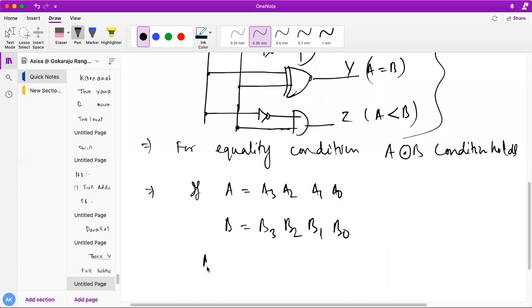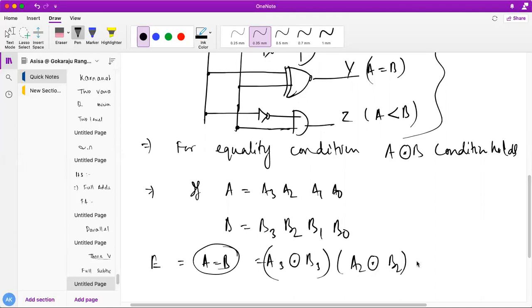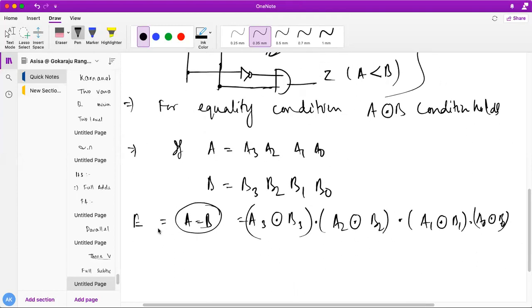A equals B when A3 XNOR B3, and A2 XNOR B2, and A1 XNOR B1, and A0 XNOR B0. If all these conditions hold good, then finally I get 1, and I can say that A and B are equal. So you can take 2 examples.